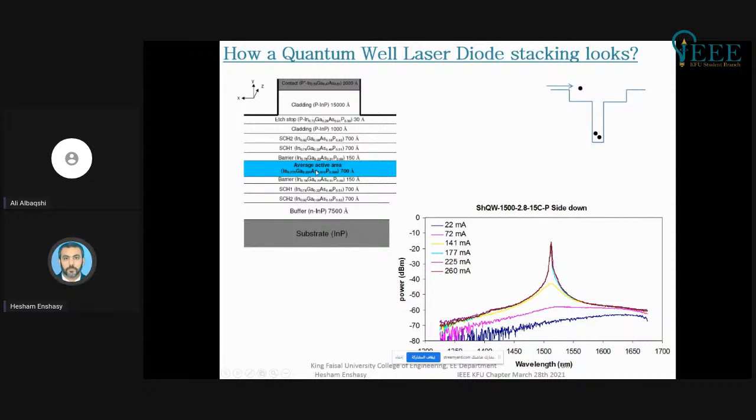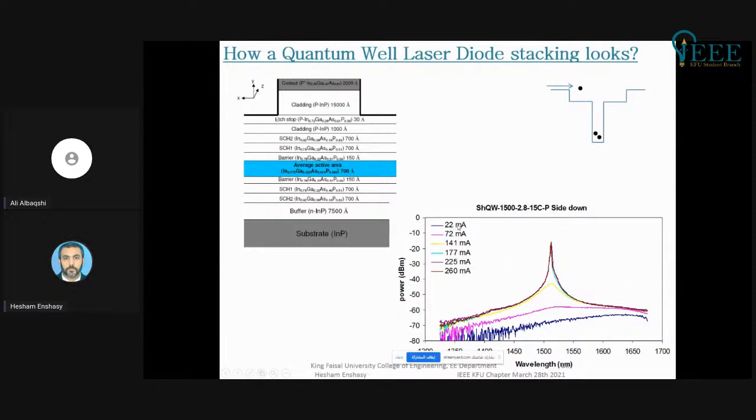Now this active area, as we said, could be one single quantum well, and if it's one single quantum well, then we could get lasing like this. So this is the spectrum coming out of this laser system, and you can see the light lasing at this wavelength here. If you look at this wavelength, it's around 1520 nanometer or so.